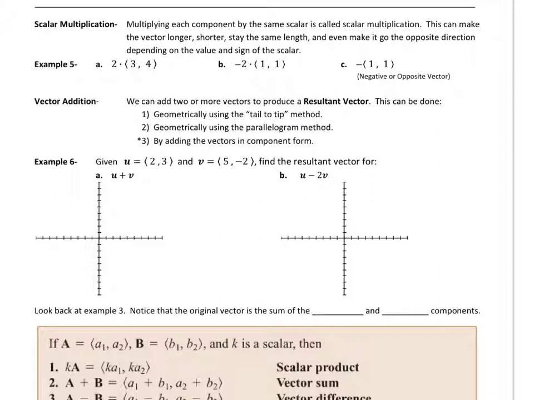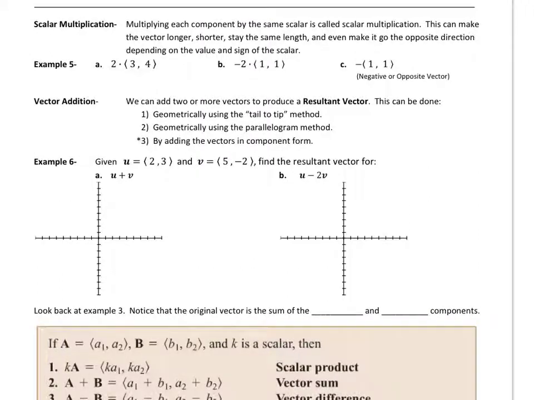So if we have 2 times the vector 3, 4, then that simply becomes 6 and 8. Don't overthink the scalar stuff. Negative 2 times 1 and 1 becomes negative 2, negative 2. And then the negative times 1, 1 just becomes negative 1, negative 1. And that's what's called the opposite. Whenever you throw a negative out there, that's the opposite vector.